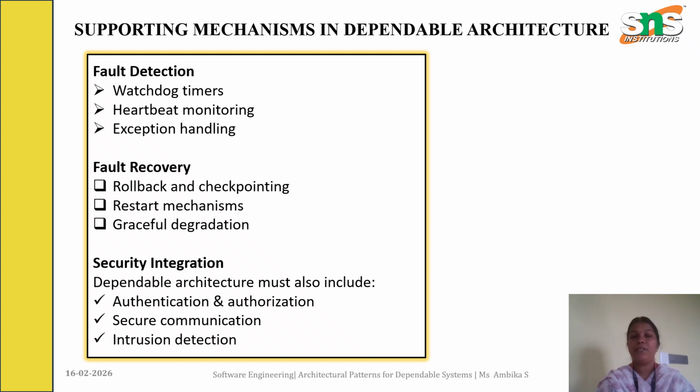Next, security integration is achieved by authentication, that is, identifying the users. Authorization is access control. It is also achieved through secure communication and intrusion detection. Intrusion detection acts like a firewall. It monitors whether threats are occurring or not, and alerts the monitors. That comes under intrusion detection.